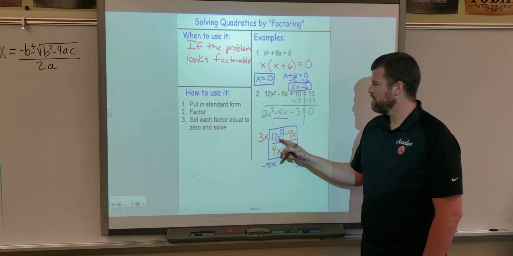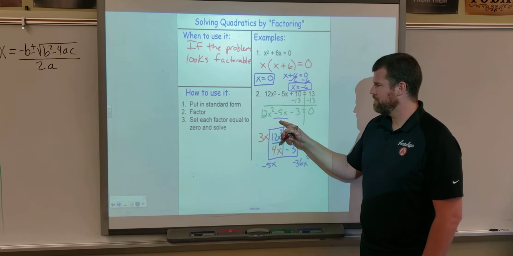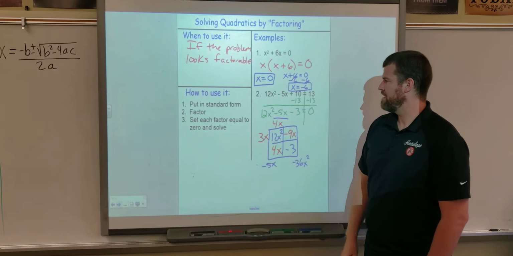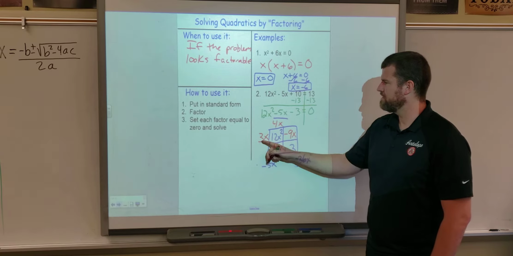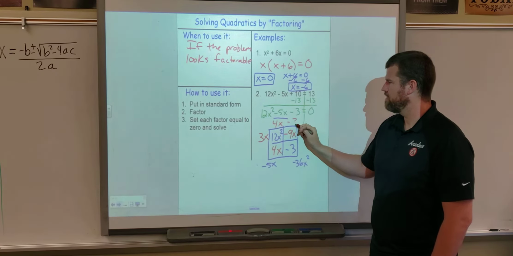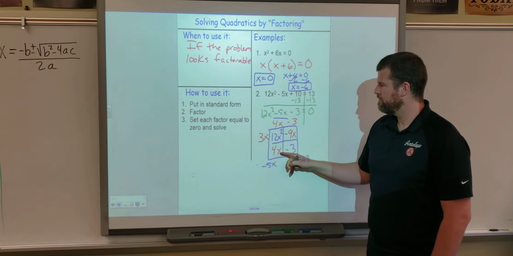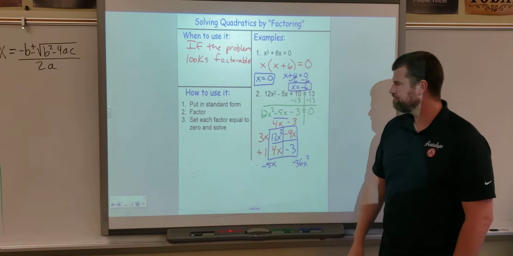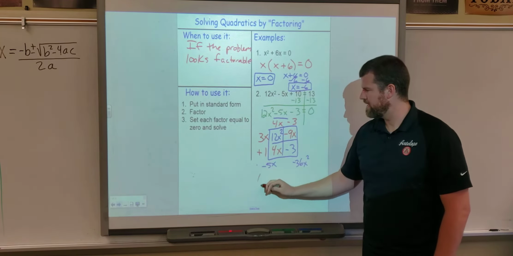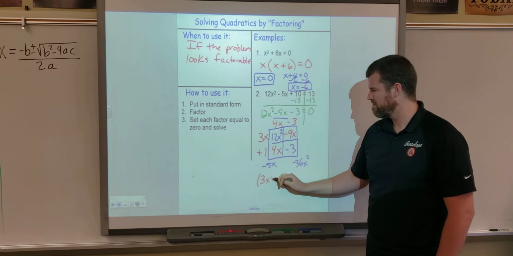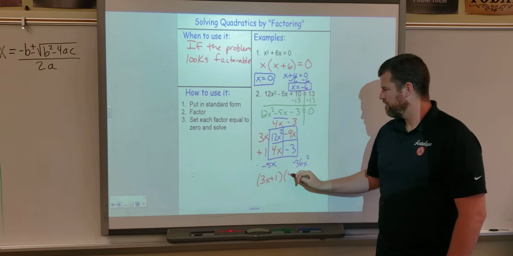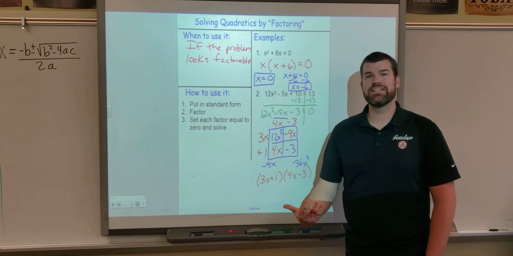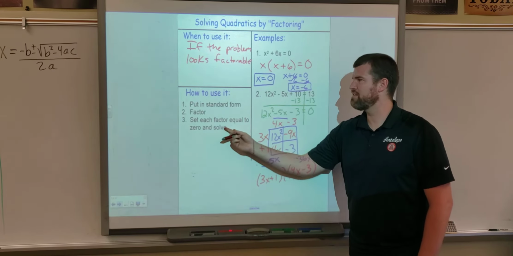And then I know to get 12x squared, that's going to be this spot up here. So 3x times 4x. To get negative 9x, I need 3x times negative 3. And then to get 4x, I do 4x times positive 1. So my factors end up being 3x plus 1 and 4x minus 3. If we were factoring, we'd be done, but we need to now solve it, right?